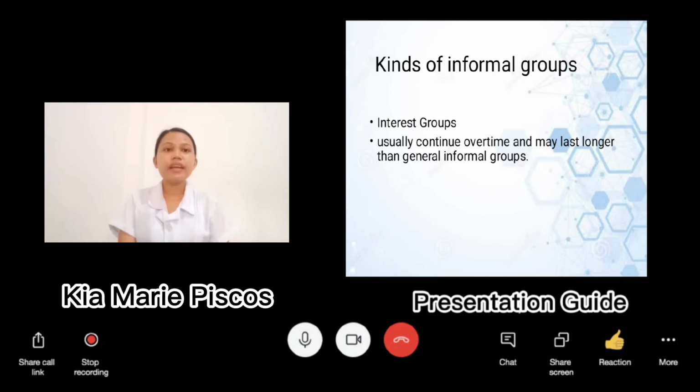So I have here the kinds of informal groups. First is the interest groups. So it usually continues over time and may last longer than general informal groups. From the word itself, interest, it means it is a group of people who share the same goals or advocacy toward each other. For instance, those who hold rallies, right? They share common goals or common concerns.